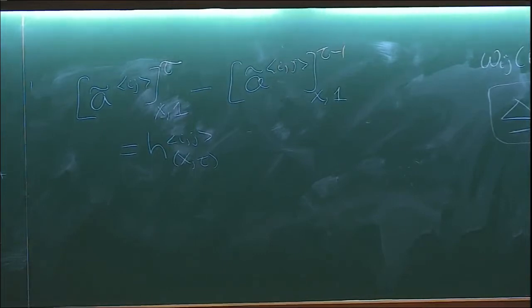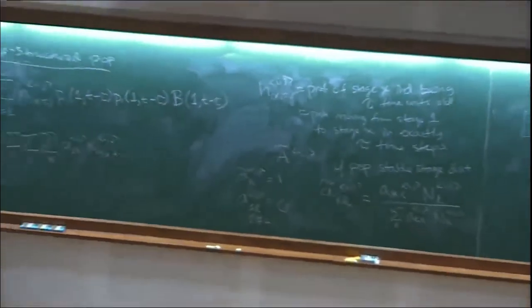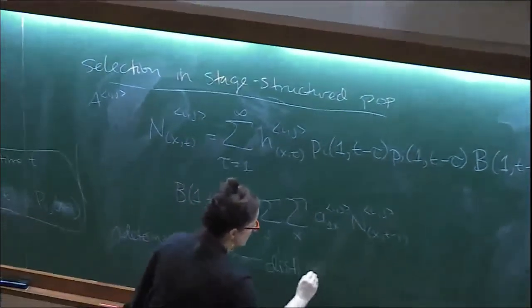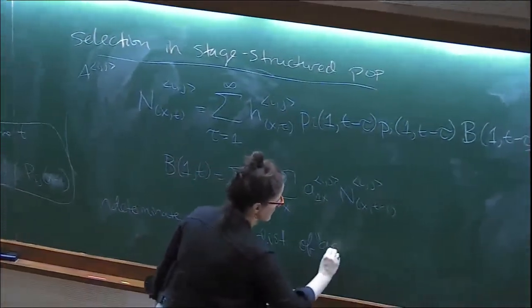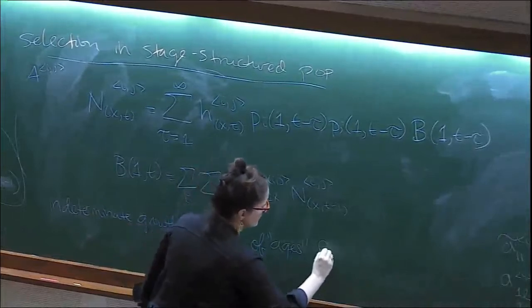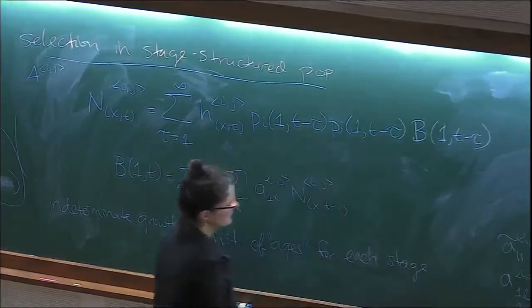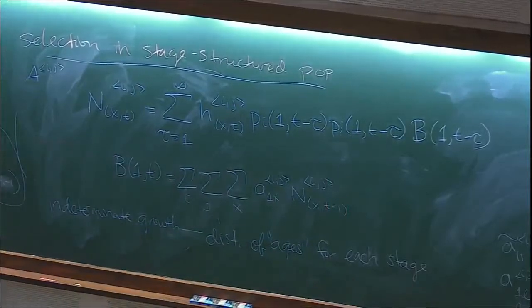And that's the fact that you have indeterminate growth, and that leads to a distribution of ages for each stage. So individuals of a particular stage were last a newborn some distribution ago, with some mean and such. Okay.